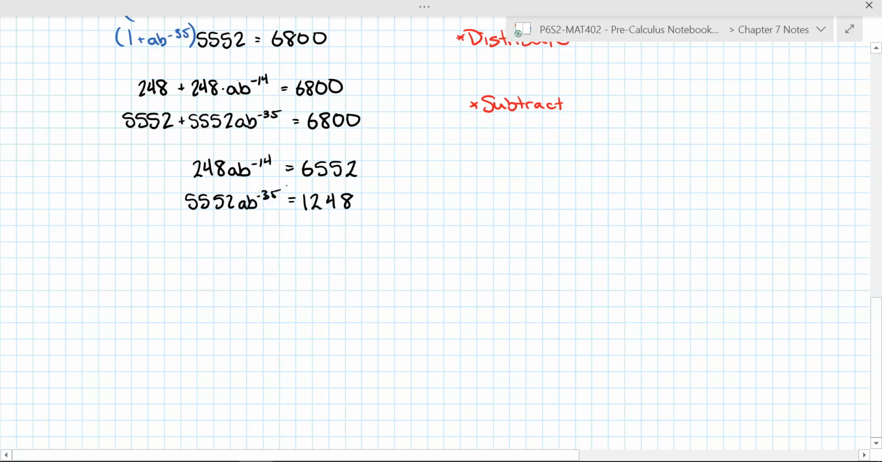So now what I can do is divide one equation by the other, because this is going to cancel that A value.